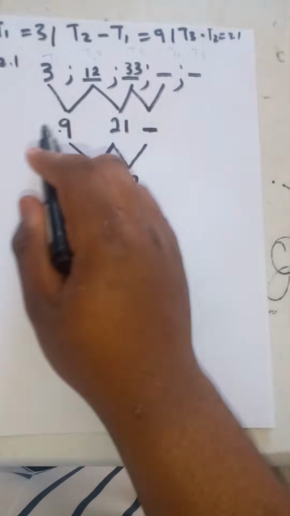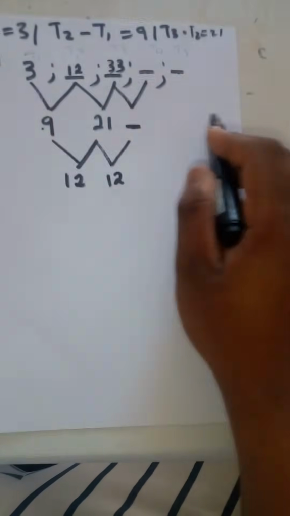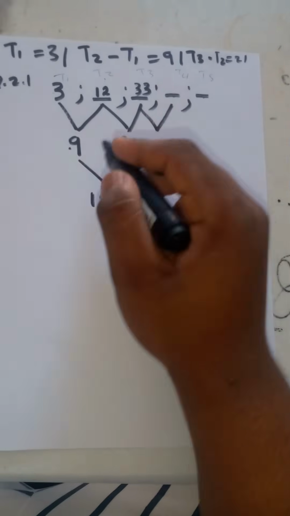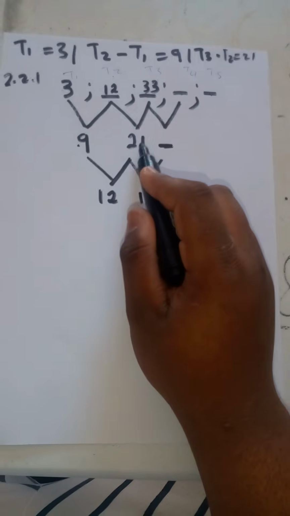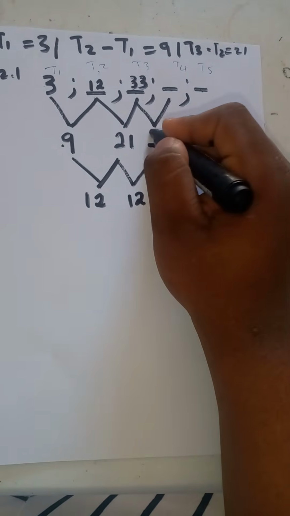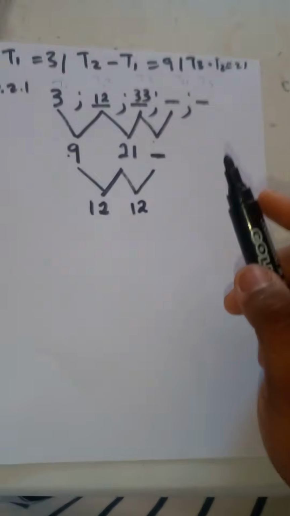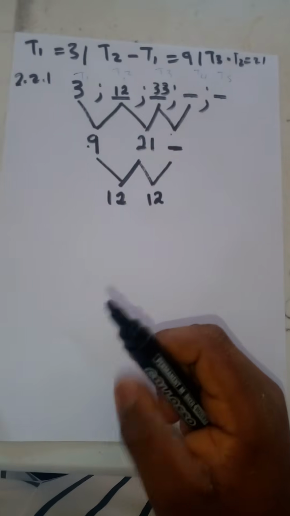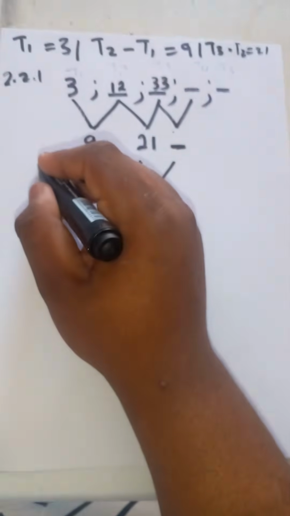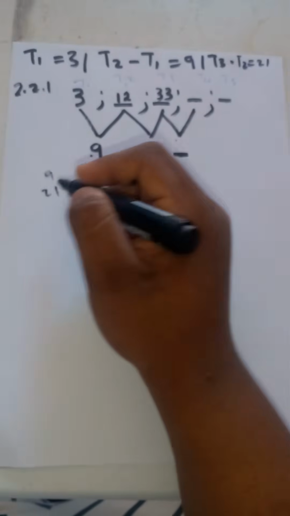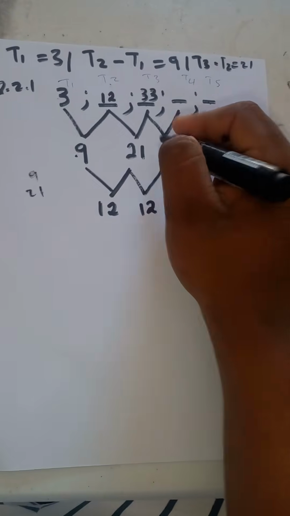And then now, since I know that the first difference forms an arithmetic pattern, I'm allowed to say 9 plus 21 gives me what? What is 9 plus 21? 9 plus 21, let me calculate. 9 plus 21, 9, 21. It is what? It is what? 33.